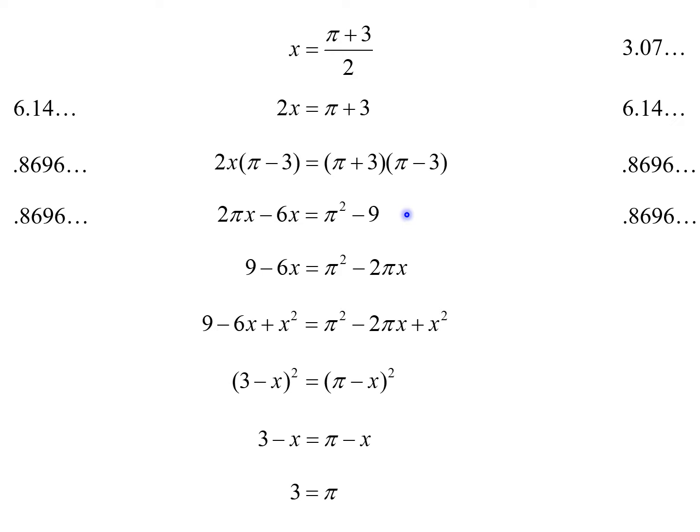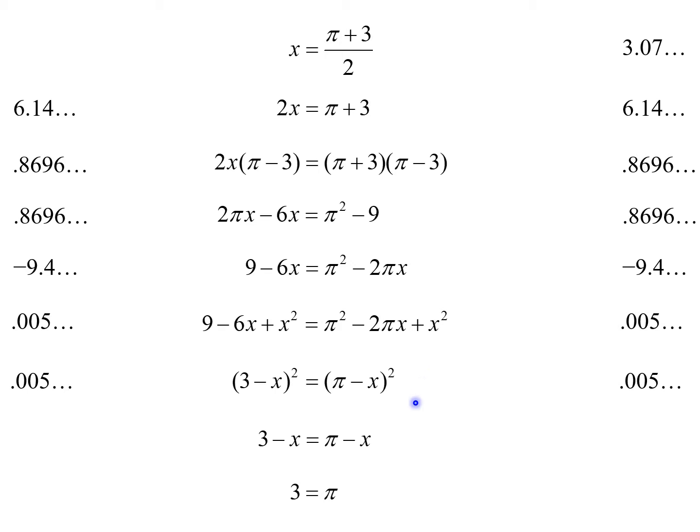Now, this next step, I switched some things around. This is when I added the 9 and subtracted the 2 pi x. But I still ended up getting the same thing on both sides. I added an x squared to both sides of the equation here. I added a 3.07 squared to both sides, and I ended up getting the same thing on both sides. Going from this step to this step, all I did was factor both sides, so I should expect to get the same thing, and I did.